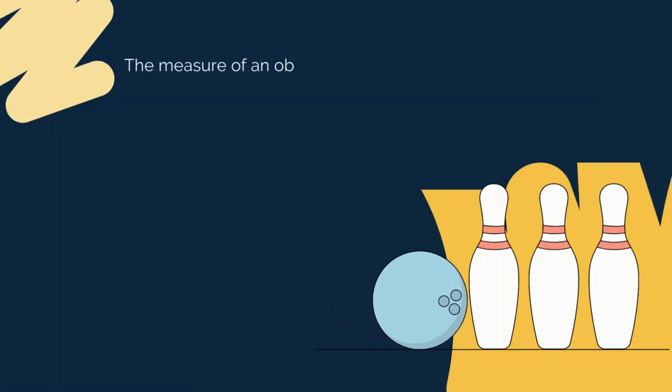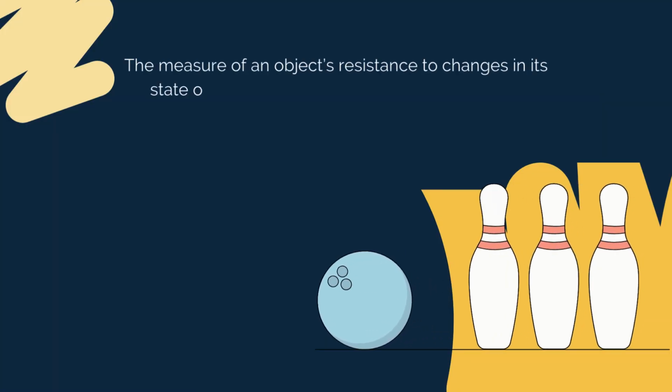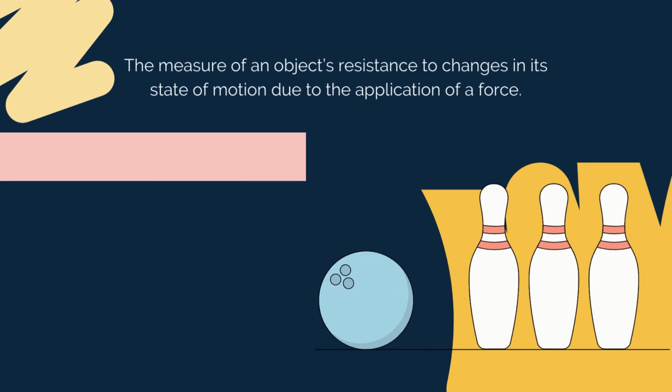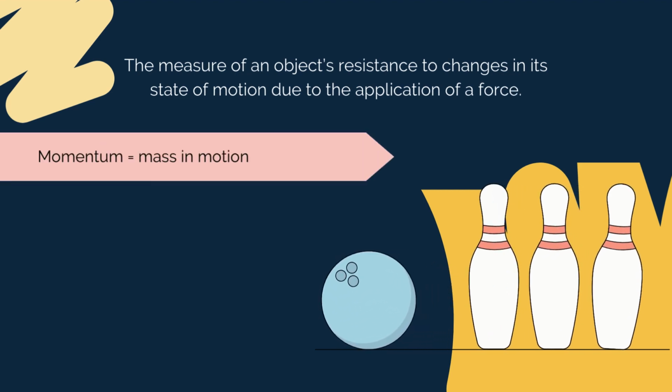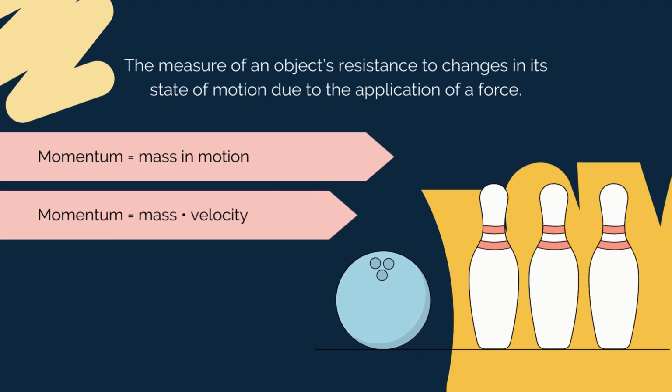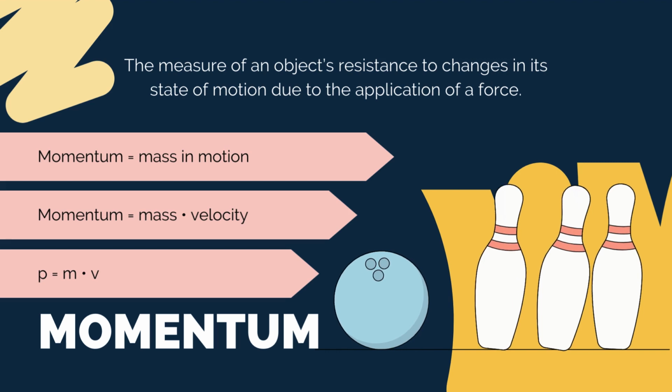Inertia: the measure of an object's resistance to changes in its state of motion due to the application of a force. Momentum equals mass in motion. Momentum equals mass times velocity. P equals mv.